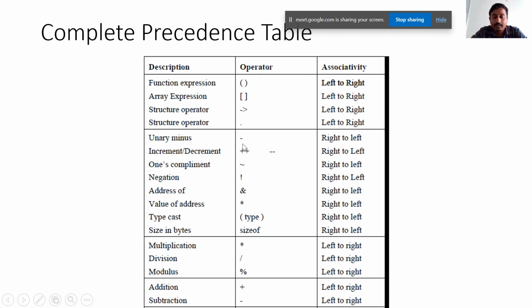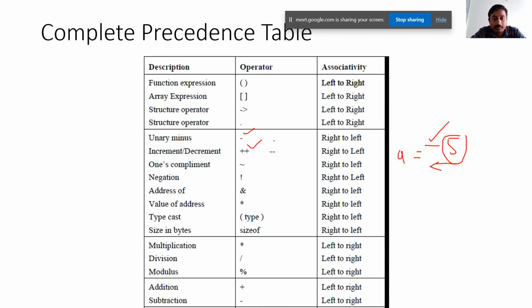Then we have the unary minus, it has a higher precedence. Then we have increment and decrement. Remember for this the associativity is from right to left. So when we have a equals -5, this minus is a unary minus symbol. So the associativity is from right to left. So this minus is applied to this 5. So this is unary minus.